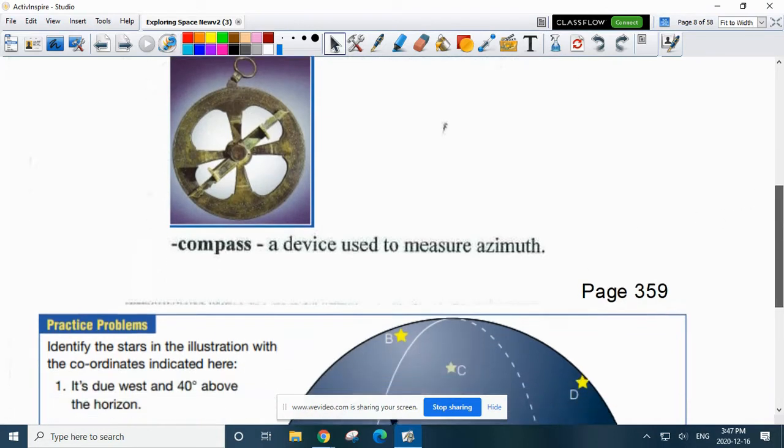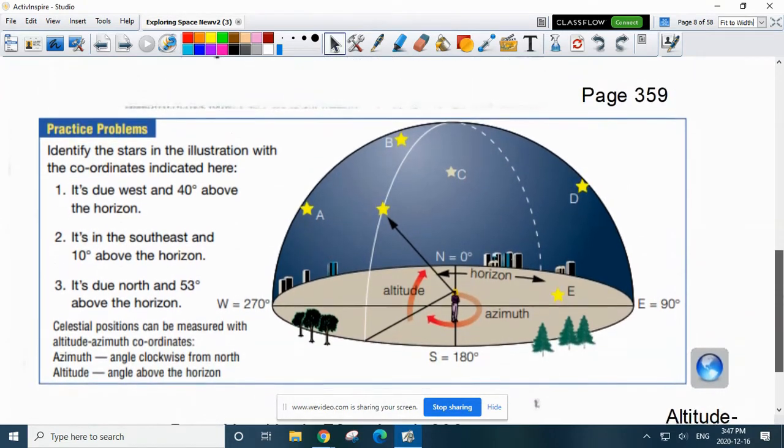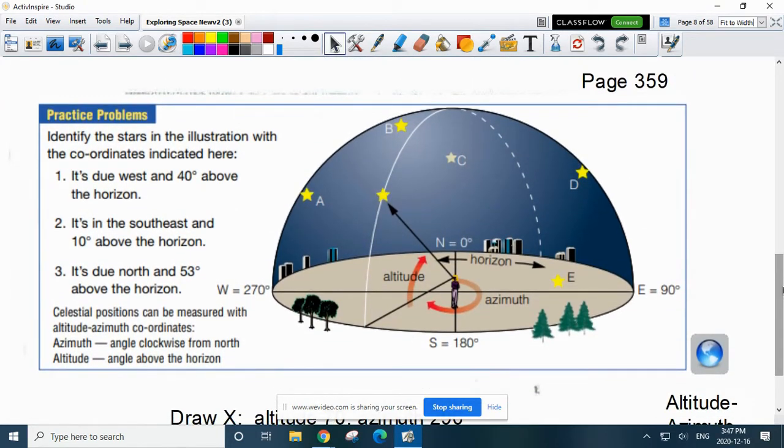Now, this picture is on page 359 in your textbook. I got one here. Okay, and so we're going to have a look at this. Let me grab my pen. So, let's identify these stars. So here you can see, if you do altitude azimuth, essentially there's a dome around you that you're able to see. And so, I don't know what color, I'll try pink.